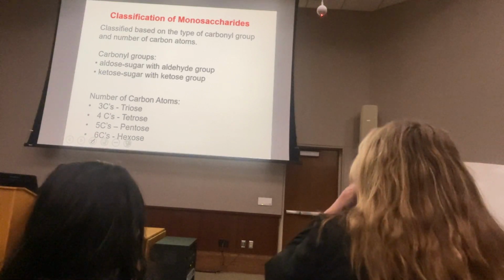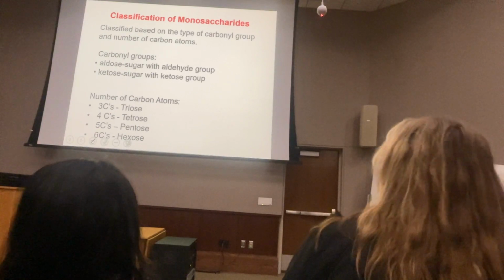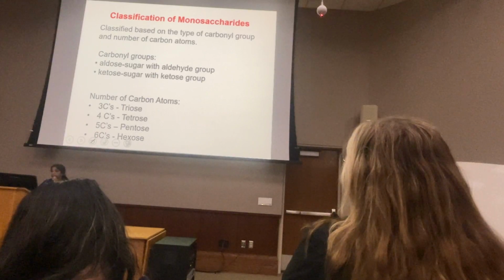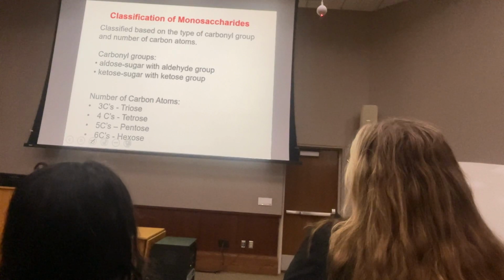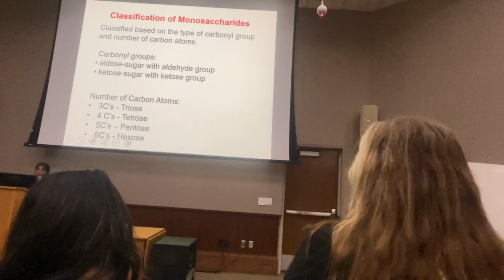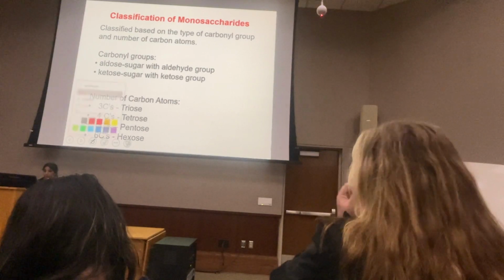So you need to be able to classify them, whether they belong to the aldose family or the ketose family. Anything with an aldehyde is an aldose, and anything with a ketone group is a ketose.